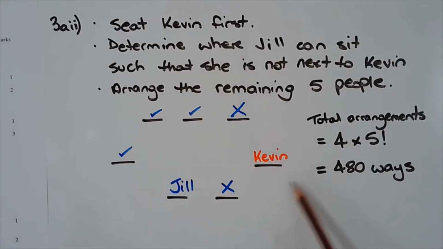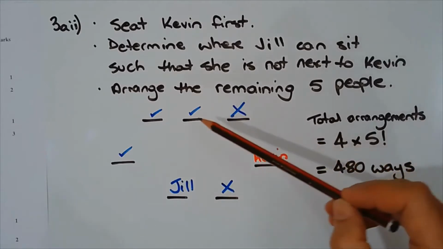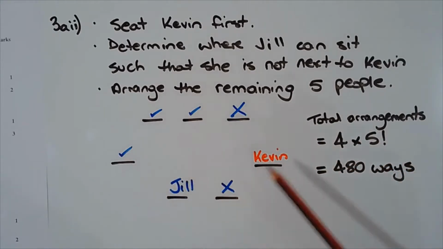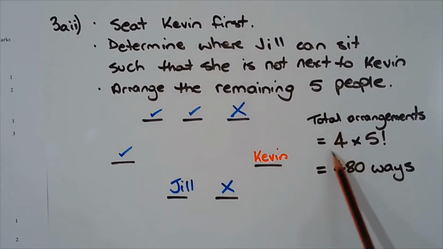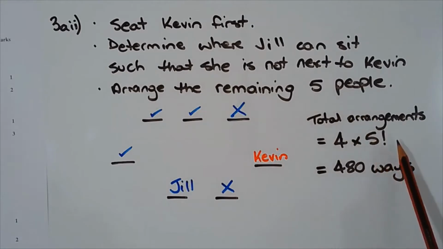So I've seated Kevin somewhere around the circle, so here's Kevin. And I've put 2 X's here where Jill cannot sit. So that leaves 4 remaining positions that Jill can choose such that she is not next to Kevin. And that gives us 4 ways that that can happen. Now, arranging the remaining 5 people occurs 5 factorial ways. So by the fundamental counting principle, we multiply those 2 values together and we get 480 ways that Jill and Kevin can be seated such that they are not next to each other.